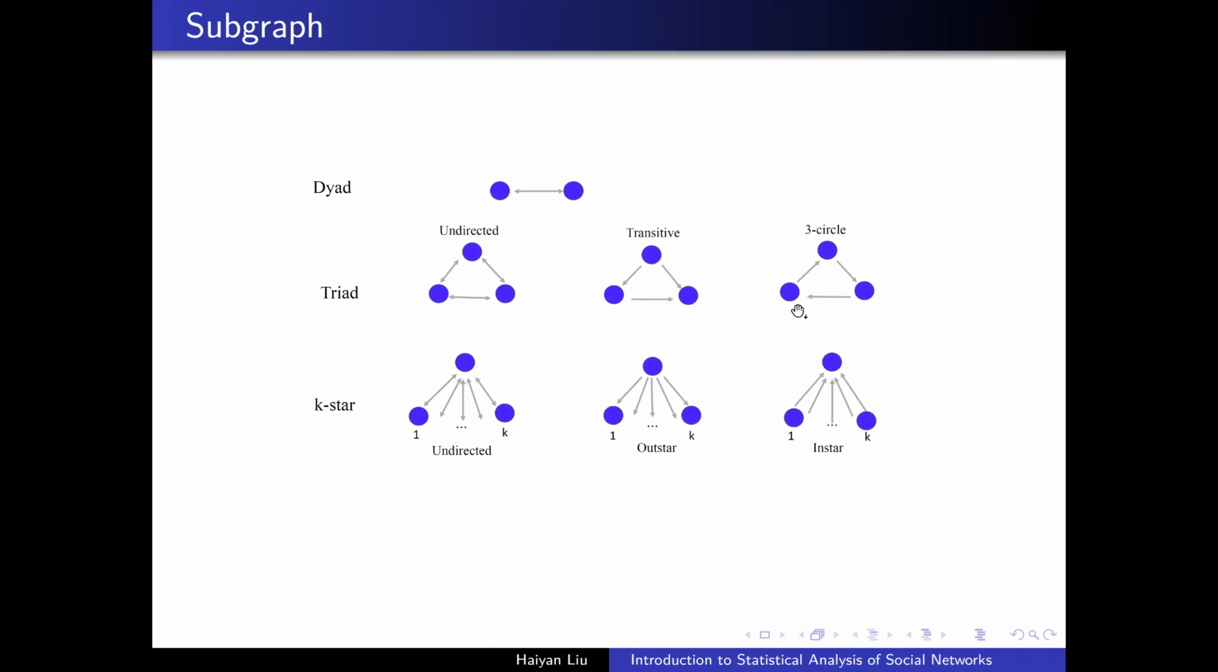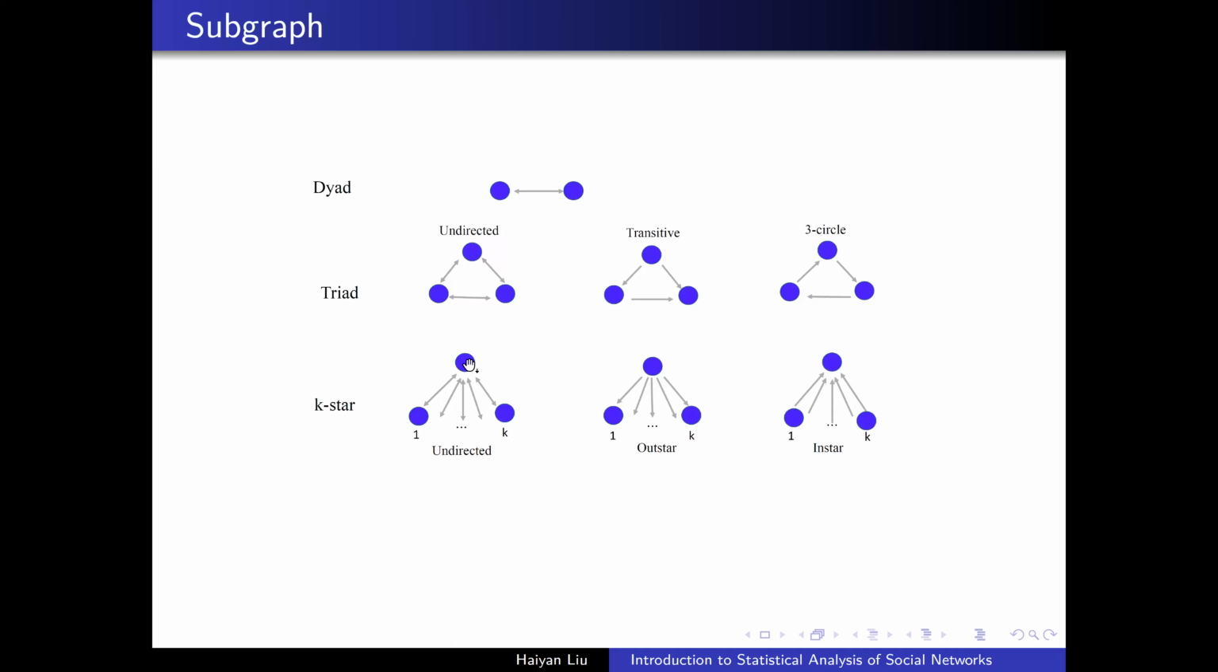The last one is another example of a triad. So the relationship among those three nodes form a circle. Now, sometimes we are also interested in a specific node as well as the friends, for instance, connecting to that node.